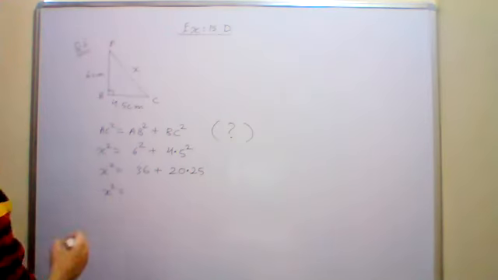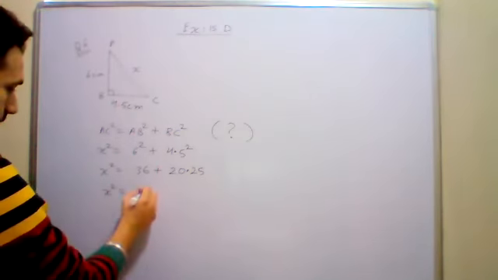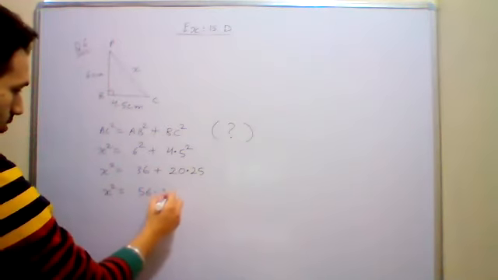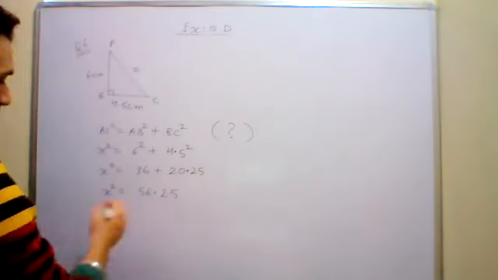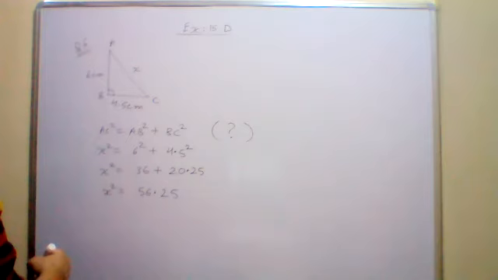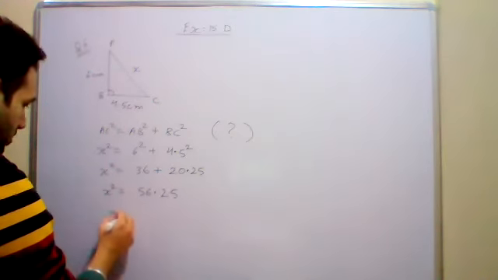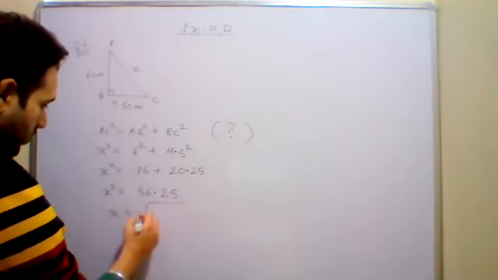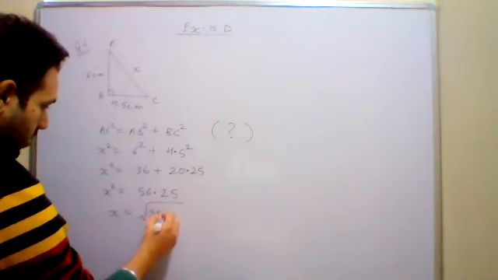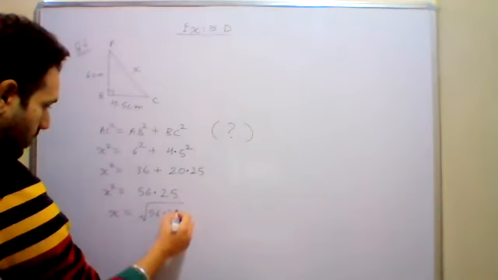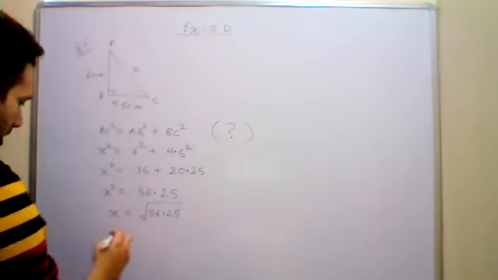So x square is equal to 36 plus 20.25, you get 56.25. 56.25 मिल गया आपको. Okay, so x is equal to square root of 56.25. 56.25 का square root कैसे निकालेंगे?